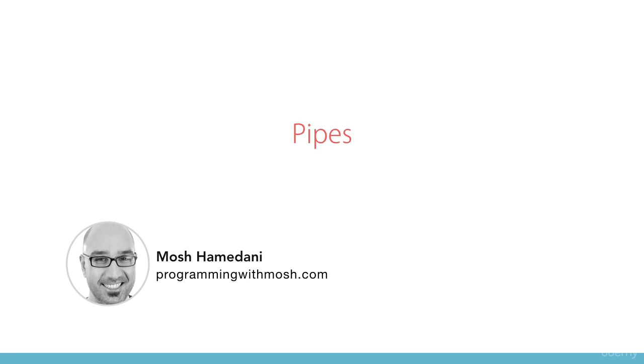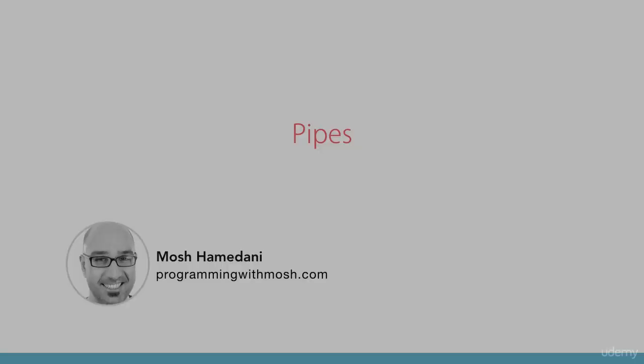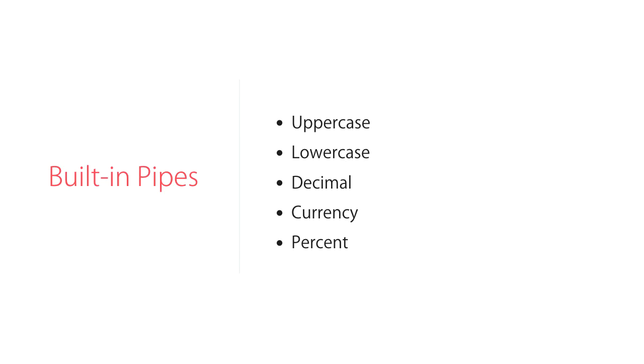Another building block in Angular is pipe. We use pipes to format data. For example, we have a bunch of built-in pipes like uppercase, lowercase, decimal, currency, and percent. We can also create custom pipes, which I'm going to show you in the next lecture. So let's see these built-in pipes in action.